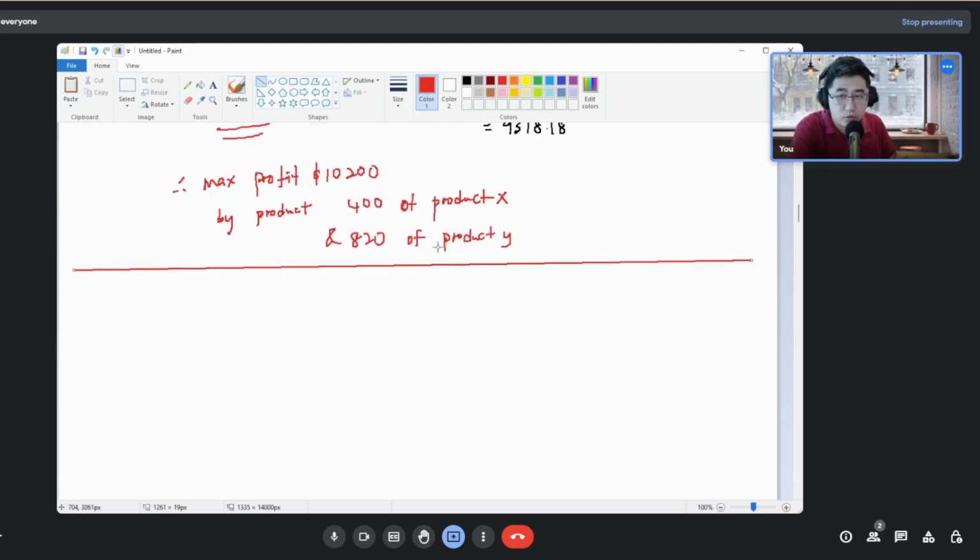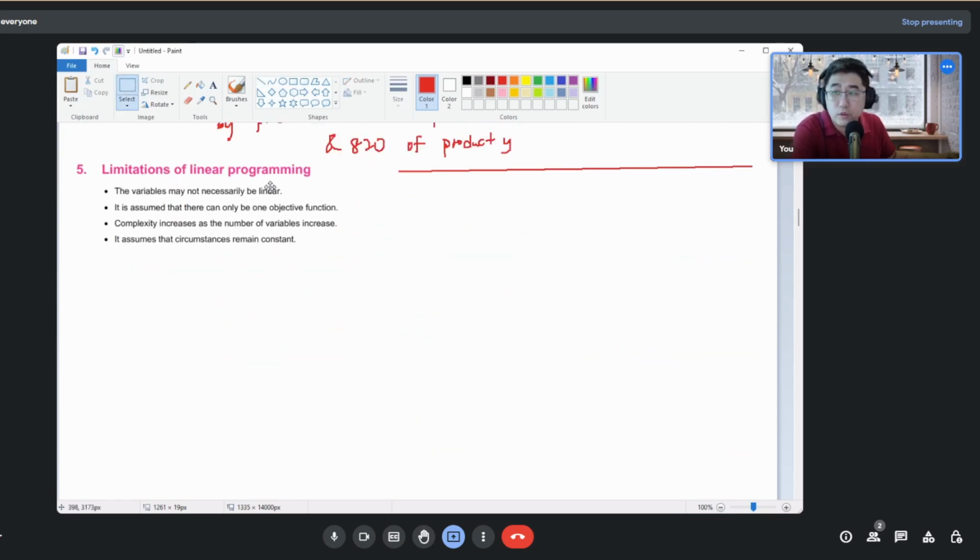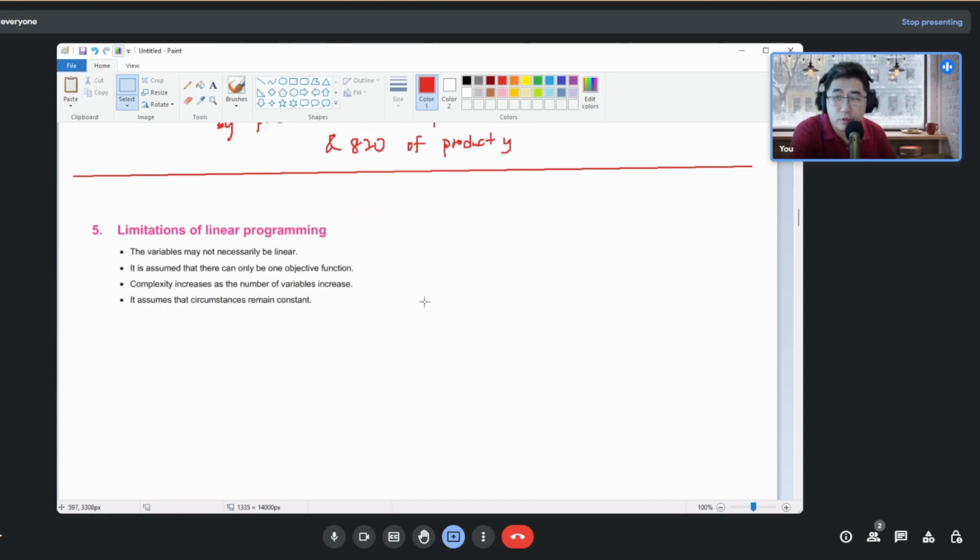Okay, you need to know some theory. Limitation of linear programming: the variable may not necessarily be linear, so it may not be a straight line. It's assumed that there can only be one objective function. Complexity increases as the number of variables increases, so if let's say you have more than just variables x and y. And it's assumed that circumstances remain constant.